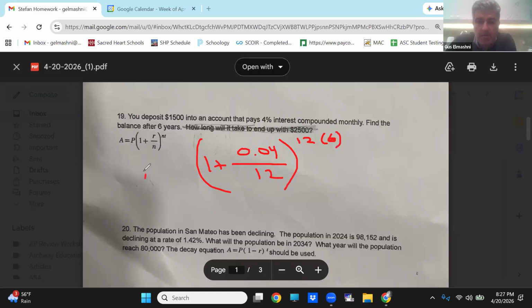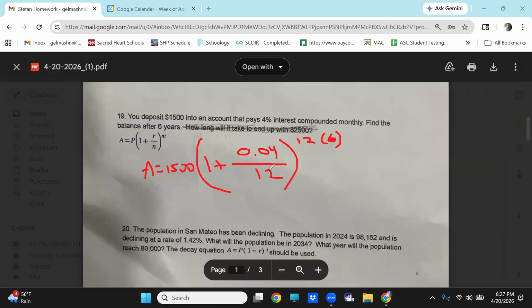And the principal is 1500. So you do 1500 times all that junk. You just punch it in Desmos. It's easier that way. Tell me what you get when you do that. I'll do it as well on my handheld calculator, and we'll see if you get the same thing.